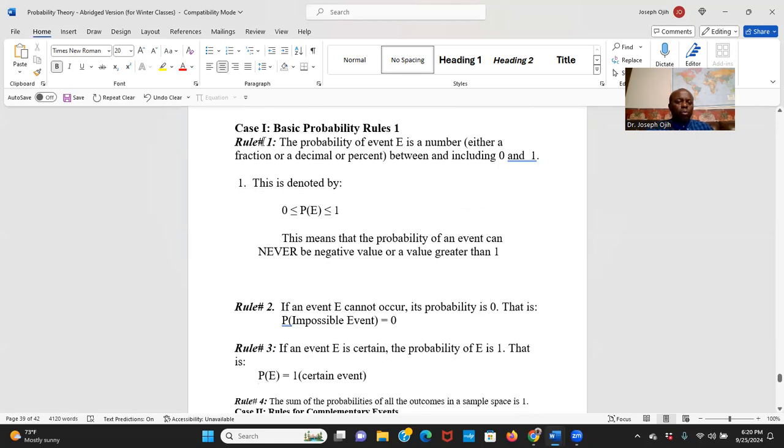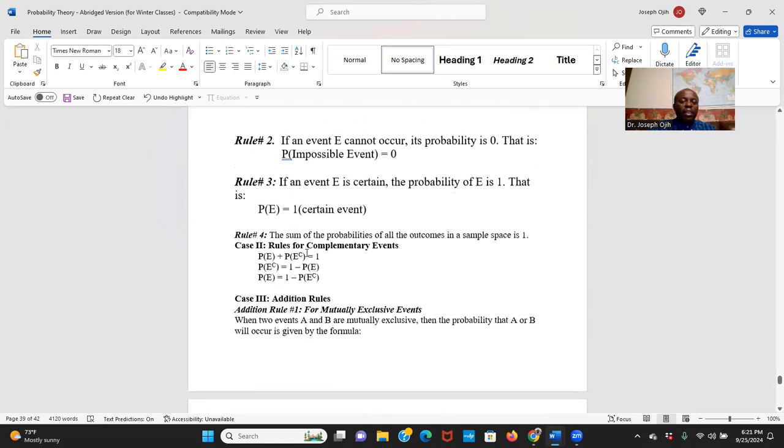Rule number 1: the probability of event E is a number, either a fraction, a decimal, or a percent, between and including 0 and 1. This is how we write it here: the probability of E is less than or equal to 1, but greater than or equal to 0. This means that the probability of an event can never be negative, and it can never be greater than 1. That's what this rule is saying.